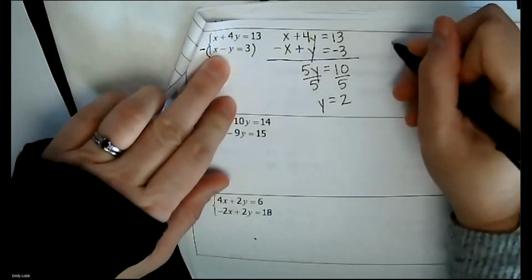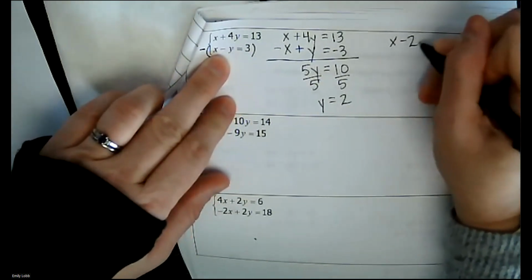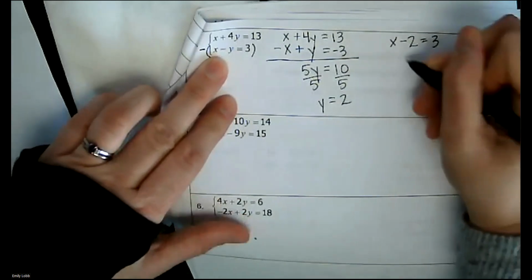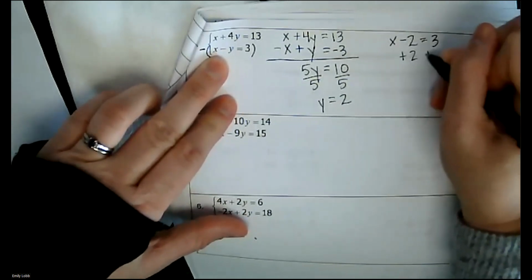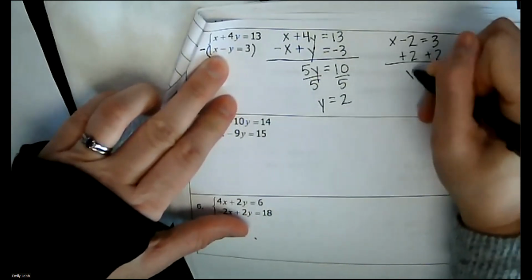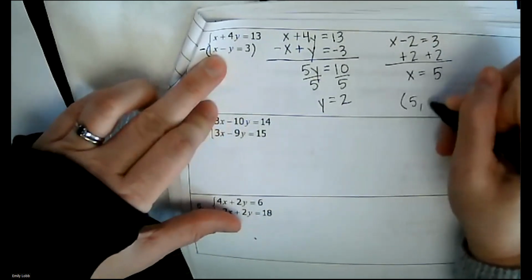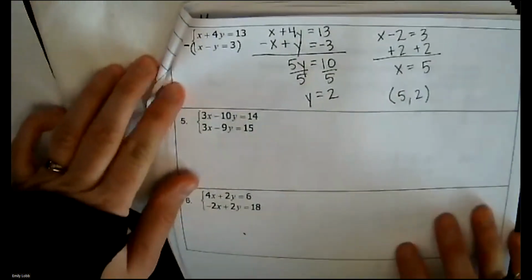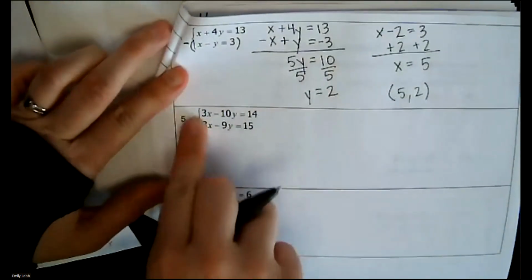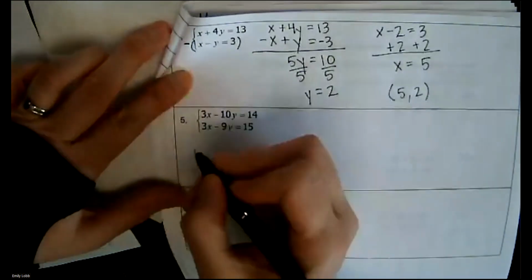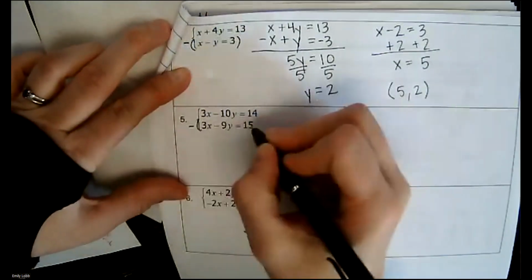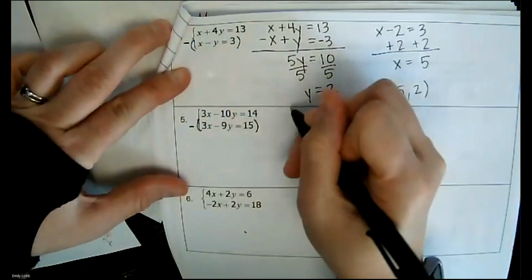Maybe we use the bottom one. X minus 2 equals 3. So I just have to add 2 to both sides to get x is equal to 5. So this is the point 5, 2. All right. So same thing happens with this one. We have equal, but not opposite. If I need them to be opposite, I'm going to have to distribute a negative through one of them.